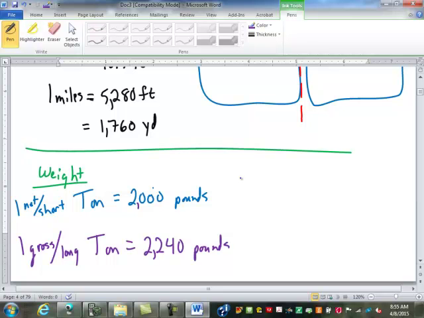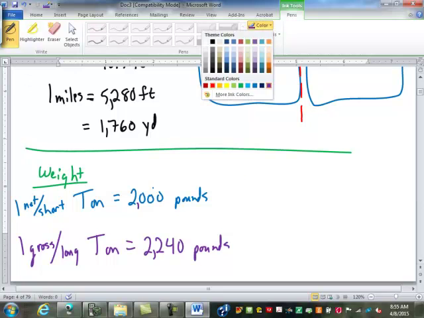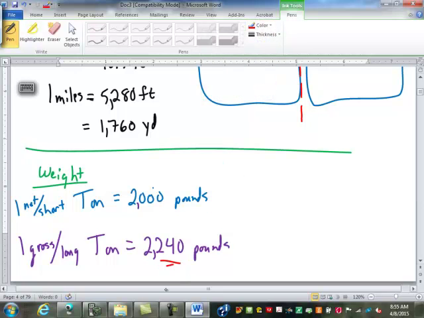Same thing here. A ton of grain, you couldn't just throw it on a scale. It would run off, so it had to be in a container. The container that held about a ton of grain was about 240 pounds. So with the container, a gross ton was 2,240. Without the container, it was 2,000.